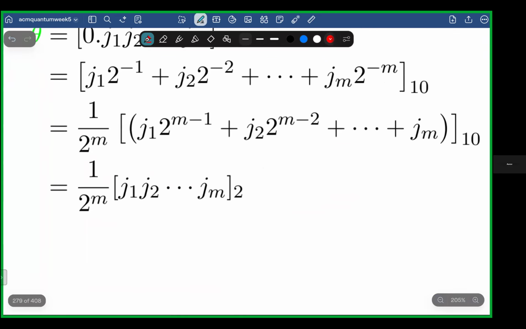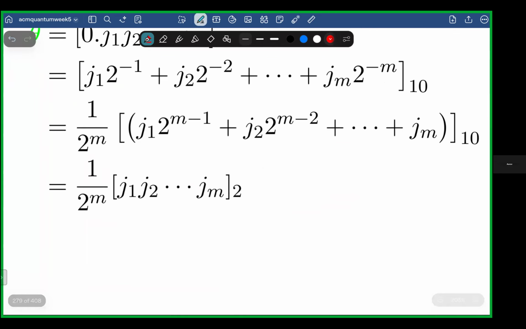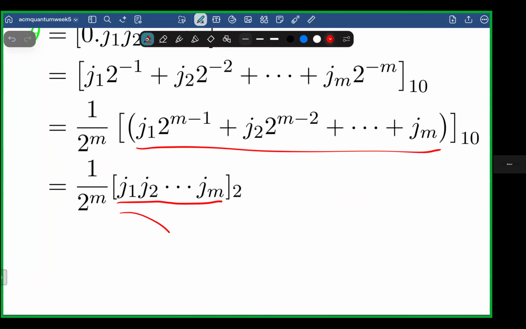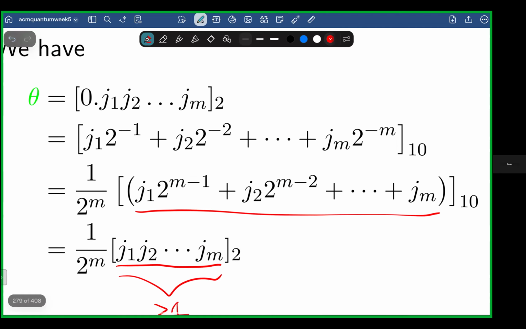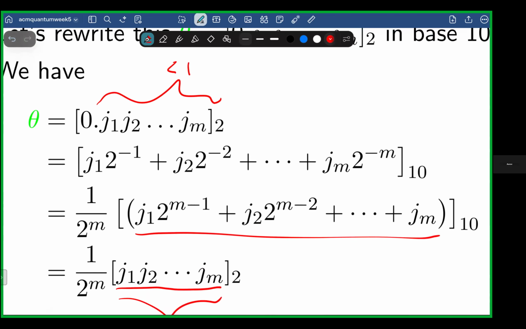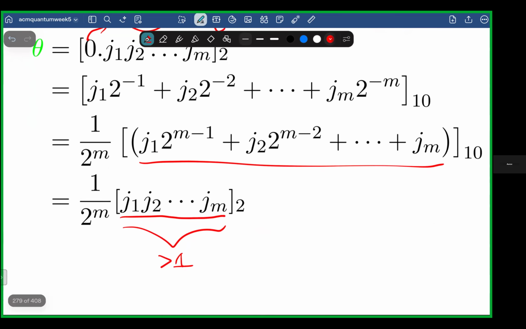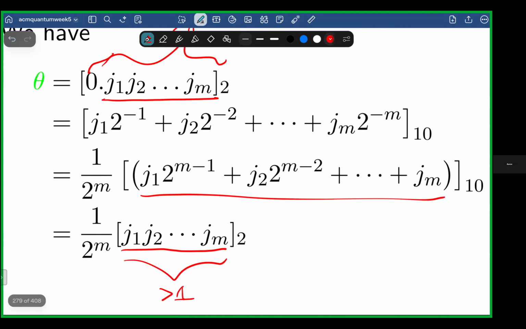Let's make another observation. This is just j1 to jm in base 2, but not on the other side of the decimal. Now this is greater than 1, but before it was less than 1 because there's a 0 dot in front. So all we've done is convert this from the right-hand side of the decimal to the left-hand side by dividing by 2 to the m. Good.